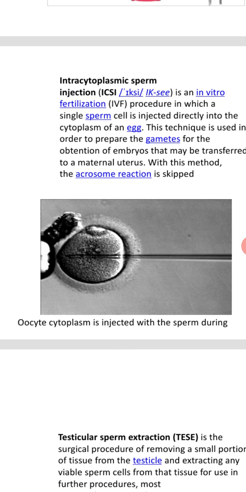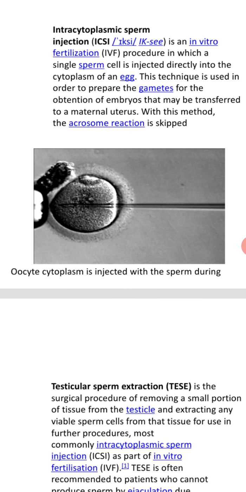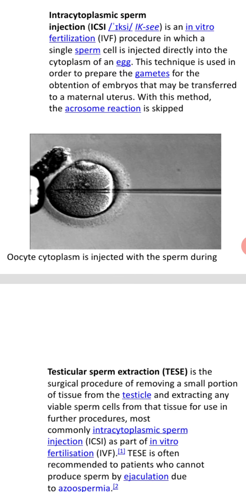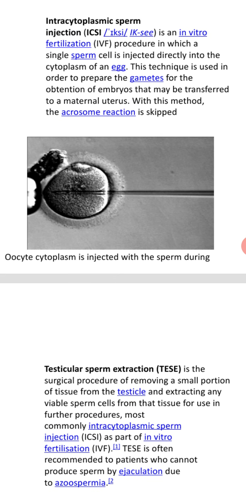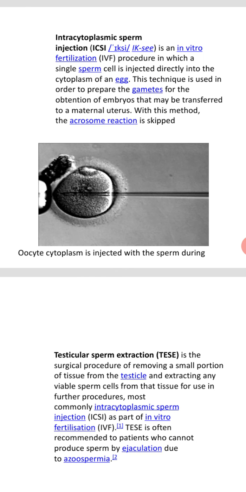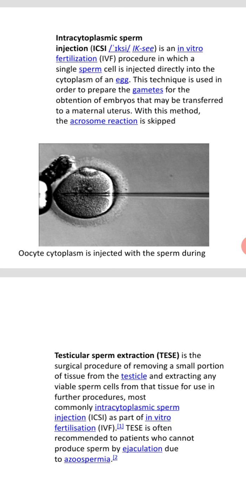So in this diagram, you can see how the oocyte cytoplasm is injected with the sperm and made in vitro fertilization. So this is what is called intracytoplasmic sperm injection.